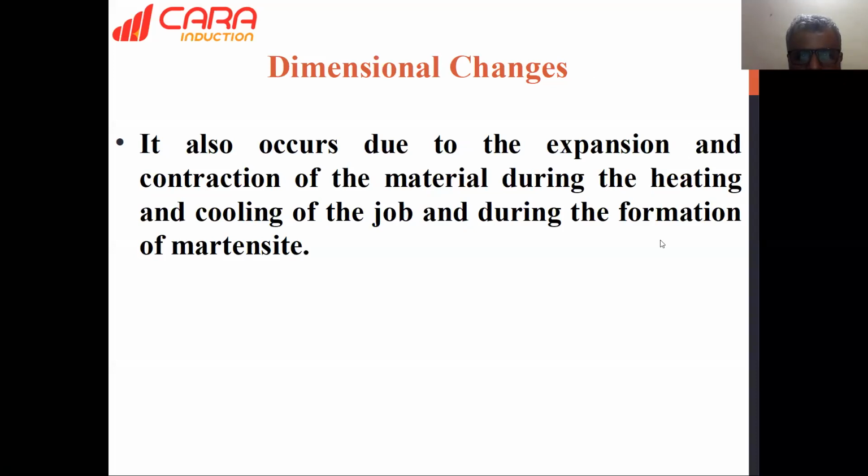This is the dimension change. This is the growth. Generally it occurs for the camshaft, crankshaft, and axle, and gives us problems. Next.